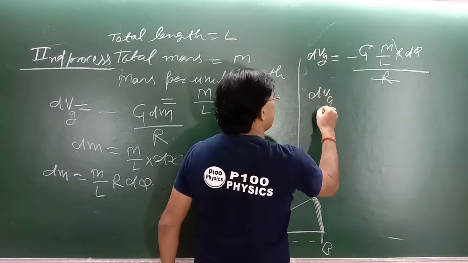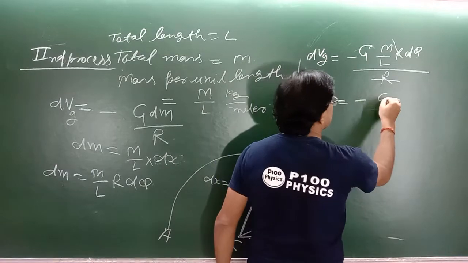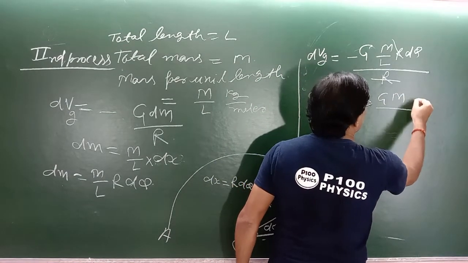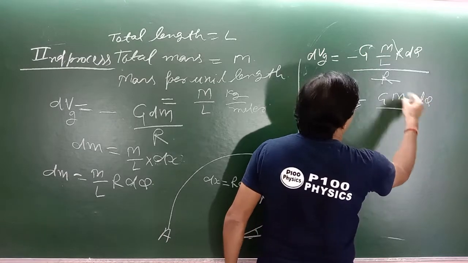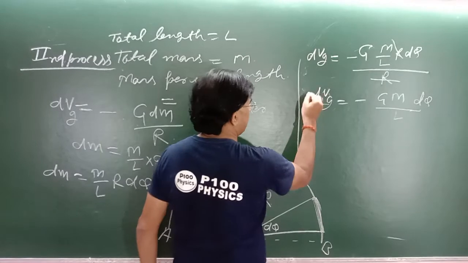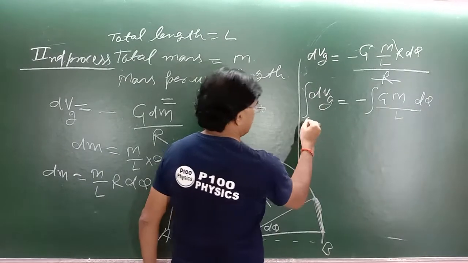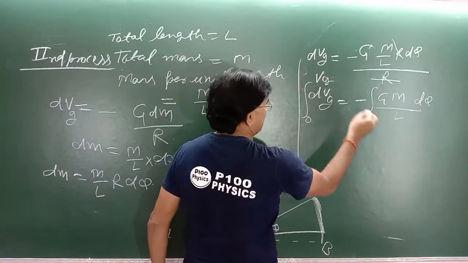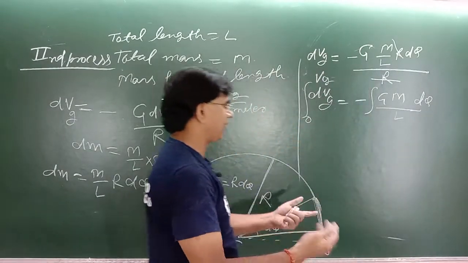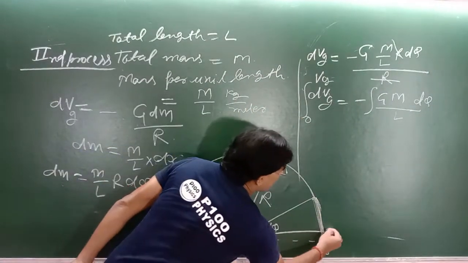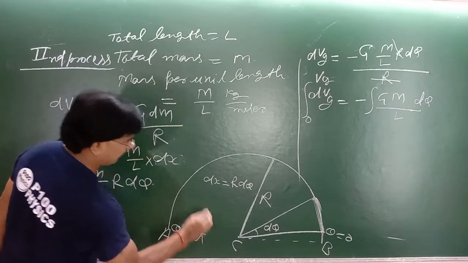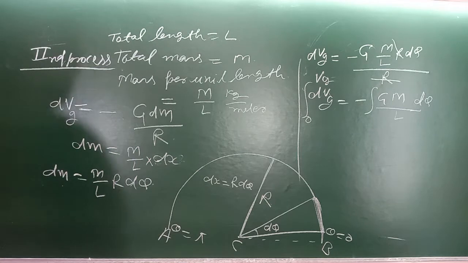Now dVg will be how much? Minus G m into d theta upon L. Okay, fantastic. Now write, integrating this equation from 0 to Vg, and this is a d theta. It has to integrate theta equal to 0 to theta equal to pi. Okay, this will be the limit.